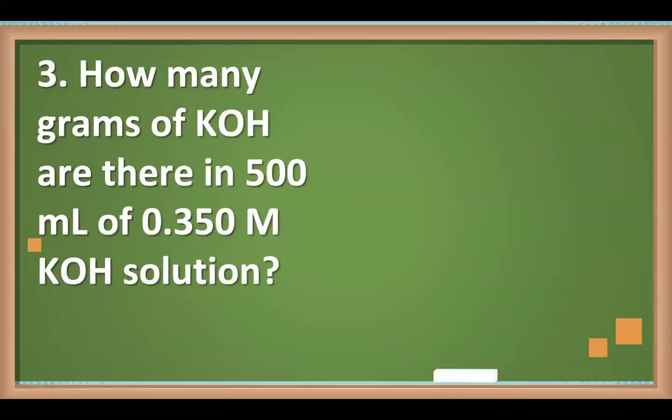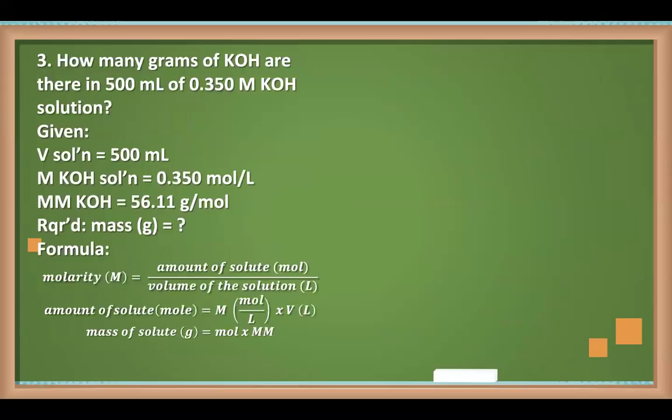So, pause and try this problem and try to answer how many grams of potassium hydroxide are there in 500 ml of 0.350 molarity of potassium hydroxide solution. In this problem, as you can see, the molarity is already given, so you have to do the other way around process on this problem. So let's see how do we do that.